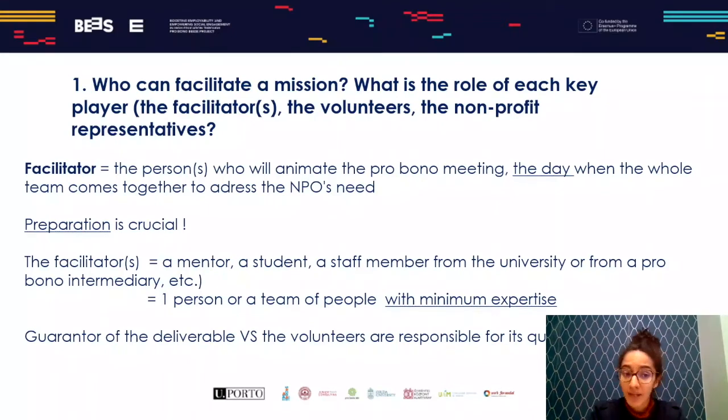The facilitator can be a mentor, a student, or a person who has organized the project. For instance, a staff member from the university or a staff member from the pro bono intermediary. It can also be a team of a few people, as I already mentioned. However, depending on the format and the implication of people you want to embark, please make sure that the facilitator or facilitators have a minimum of expertise in order to best support the nonprofits. This is why a student alone may not be the most suitable person to manage a relevant facilitation or to be able to bounce back from different situations.